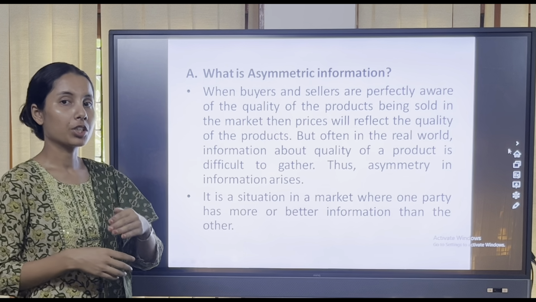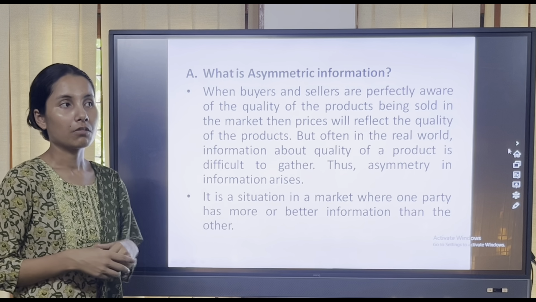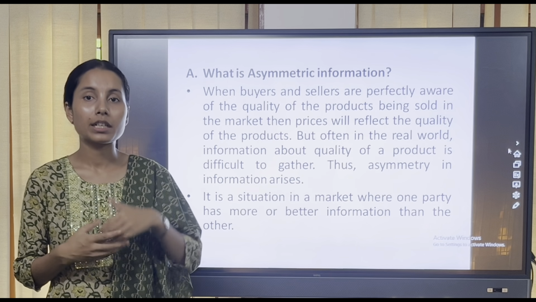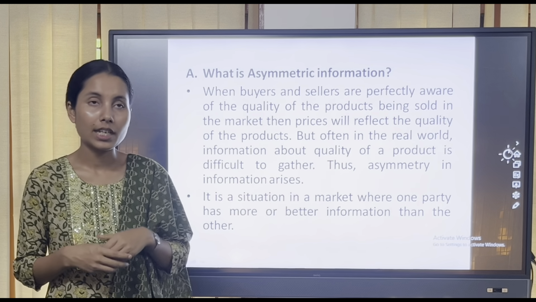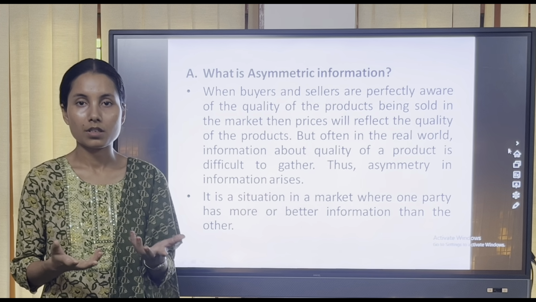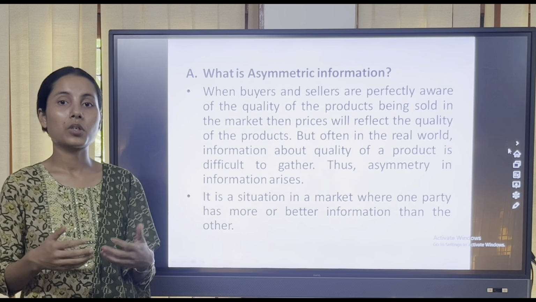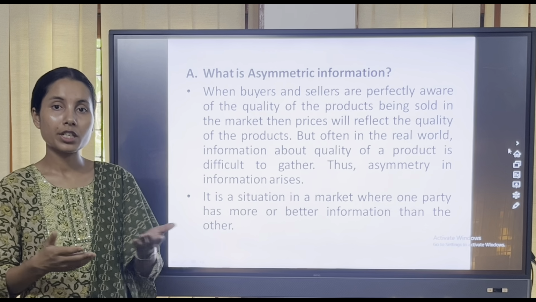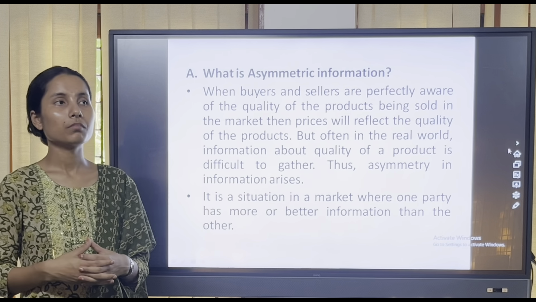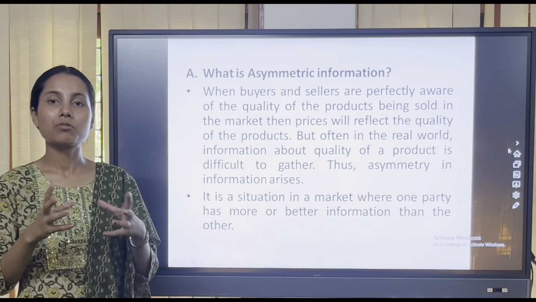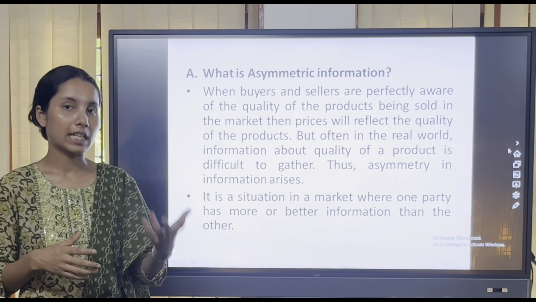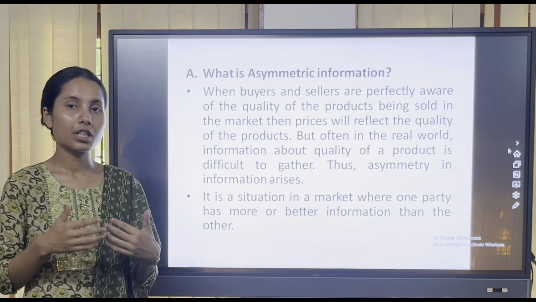This mismatch of information, we term it as asymmetric information. Suppose the seller has more information regarding the product it is selling, and the buyer has less information. And in certain cases, it may also happen that the buyer has more information compared to the seller regarding a particular product. Okay, this situation in a market, when one party, no matter whether it is the buyer or the seller, has more or less information compared to the other party.